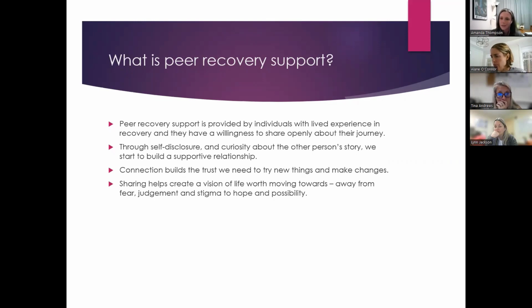When we meet someone, I say, hi, my name's Amanda, I'm a person in recovery. And so we're starting right off the bat, acknowledging that there's going to be a level of self-disclosure in the creation of that relationship. It is through self-disclosure that we start to establish a relationship with this other person, being curious about what their experience is. So really starting from a place of connection and starting to build some trust in that relationship. That is really the thing that most of us need in early recovery, to start taking some risks, to try some new things, and develop a pathway forward in making changes in our lives.